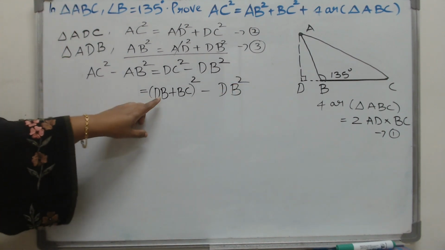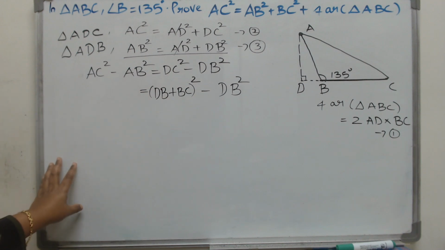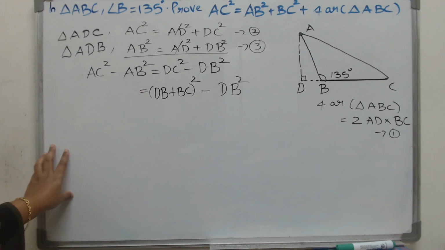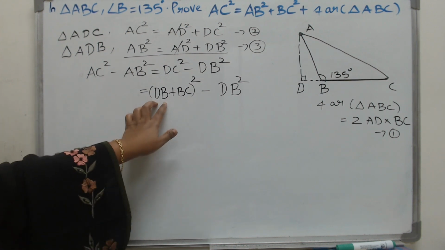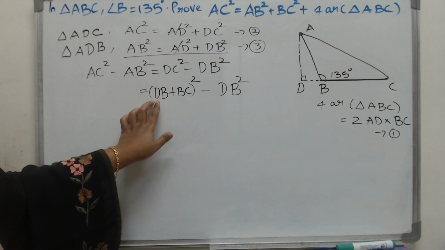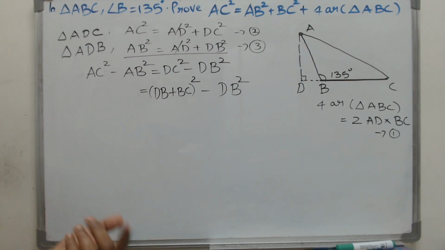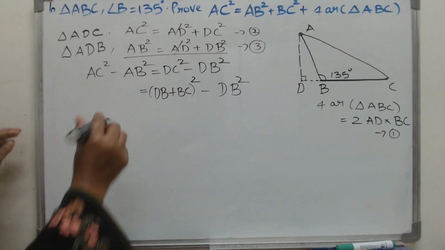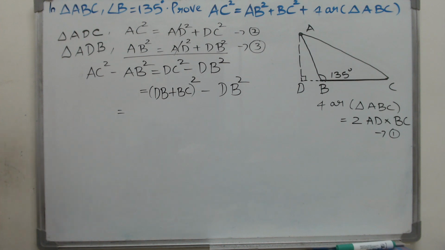Now this is of the form A plus B the whole square. Do not worry, you can apply the algebraic equation here. We are not doing anything illegal. DB is the measure of the side of a triangle, which means it is a 4 centimeter or a 5 centimeter. It is a numerical value. You are free to apply the A plus B whole square.